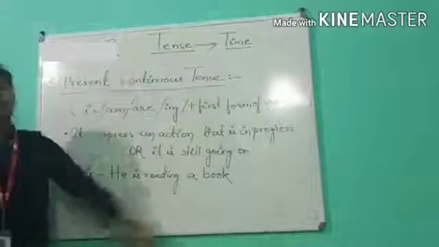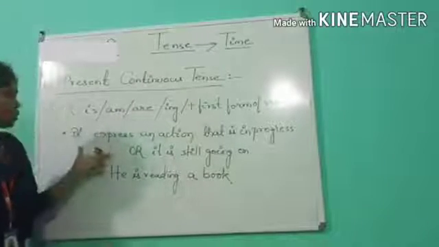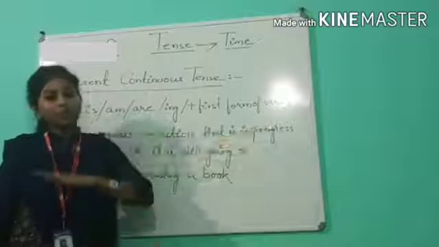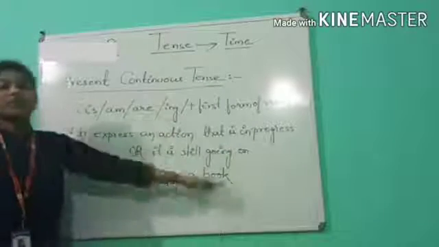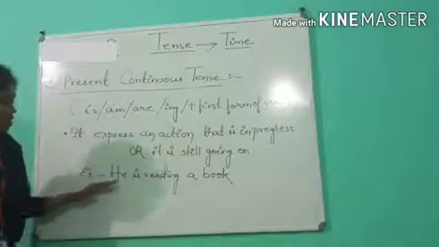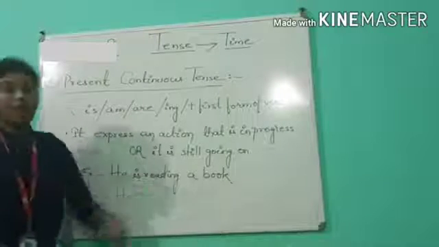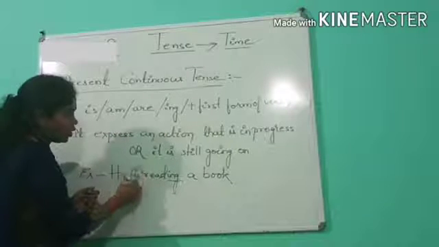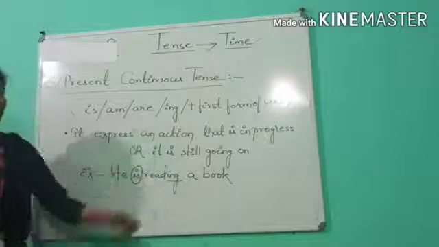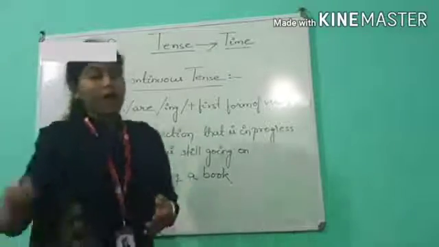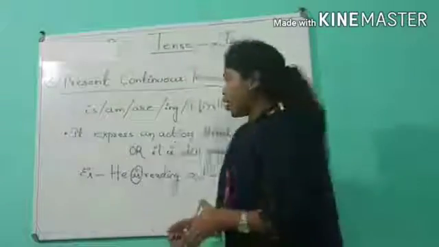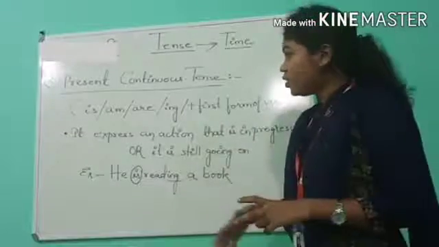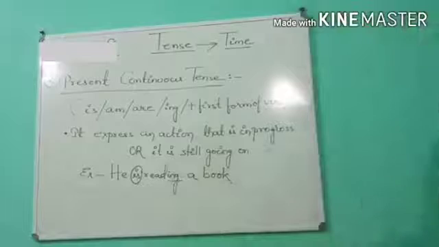What does this present continuous tense talk about? It expresses an action that is in progress. That means it is going on, or it is still going on. And the example is like he is reading a book. So we have used this word ing here. Again, is. So he is reading a book. That means the action is going on. So I hope this concept is also clear to you all. Now just have a look and try to understand it.